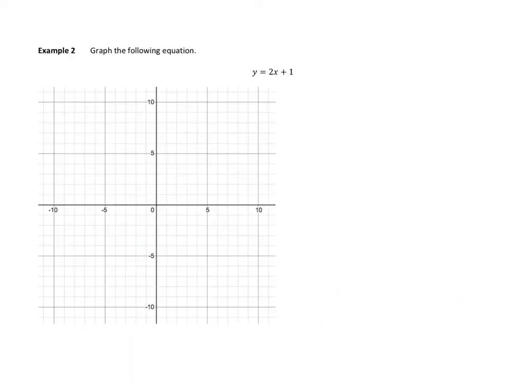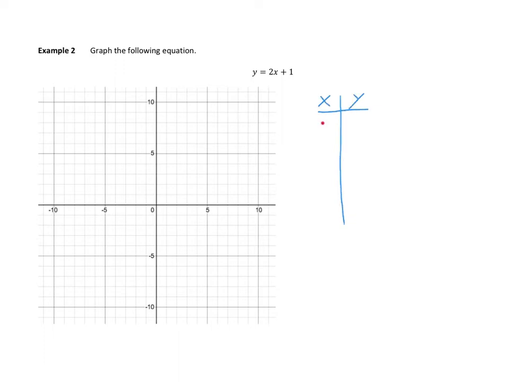Now let's expand on this idea of plotting points to graphing equations, like this one, y is equal to 2x plus 1. The idea is we have an equation that relates x's and y's. We can use this to get points to get our graph. Here's a very standard way to do this. We're going to create a table of values, a column for the x's and a column for the y's.